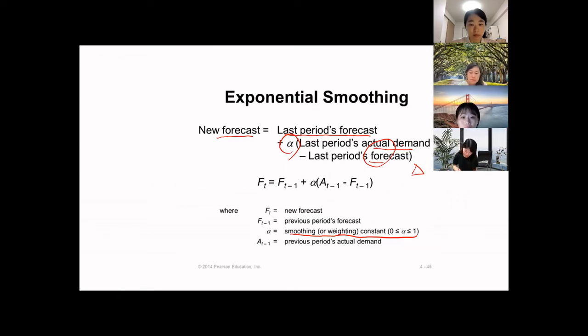That means we're taking 10% of the difference into the new forecast. So in terms of formula, Ft equals Ft minus 1 plus alpha multiplied by actual previous period demand minus forecast for the previous period. So this is the formula. Nothing fancy about that, nothing difficult.